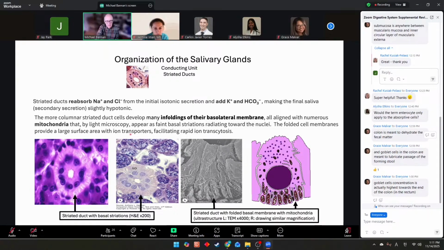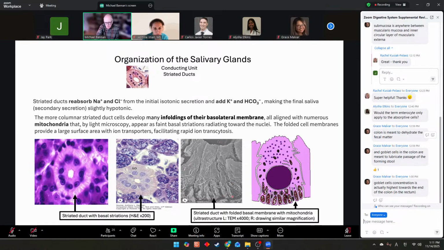Morphologically, the striated duct is characterized by infoldings of their basolateral membrane that are aligned with numerous mitochondria. So at the ultrastructural level, as we see here, you can actually see these. This is the basal side of the cell. This is the apical side of the cell. You can see there's a lumen here labeled L. So we know this is the apical side of the cell, and this is the basal.